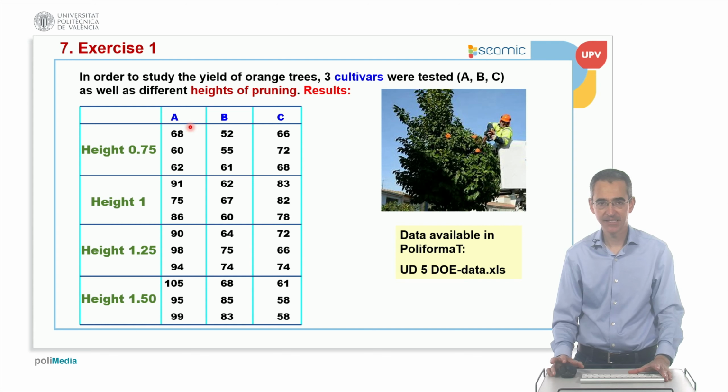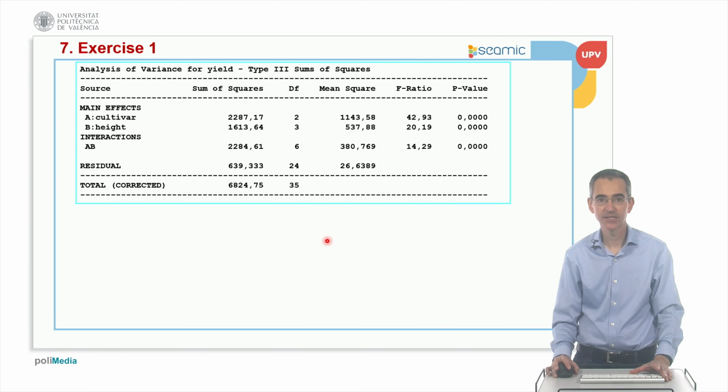All the data that I'm going to use in this video and in the next 2 videos are available in Excel format in a file which has this name, design of experiment data. Well, these are the averages. Well, good. So this is the table of ANOVA that we get from StatGraphics.